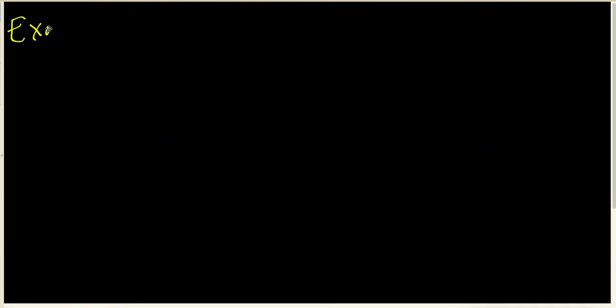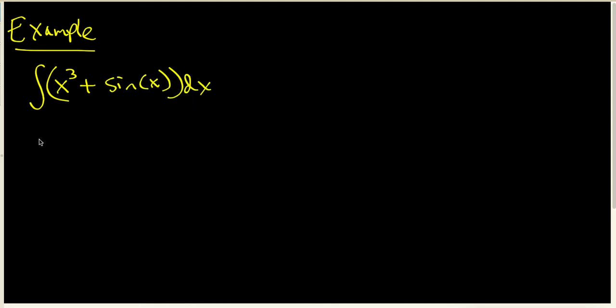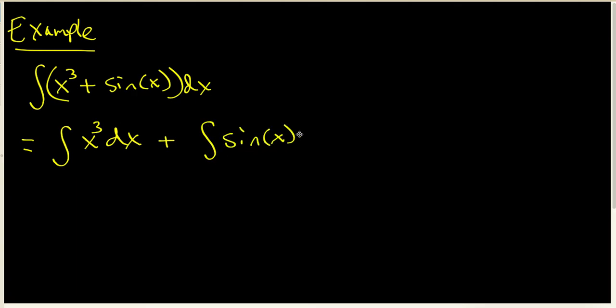Our first example. I want to find the antiderivative for x cubed plus the sine of x. Well, the first thing that I'm going to do is break the integral up at that plus sign. So we're going to be looking at the antiderivative of x cubed with respect to x, and then the antiderivative for the sine of x with respect to x. And I know how to do both of these. This one here is just add 1 to the exponent, divide by the new exponent. And I can add a constant, but I'm not going to worry about that until the very end.